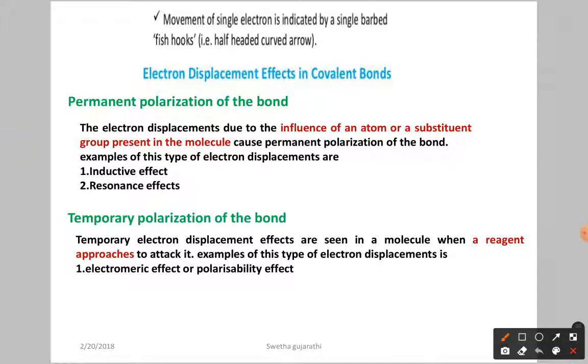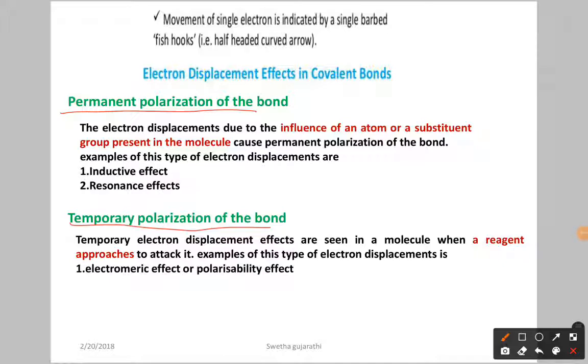Once you shift the electrons, there are some effects. Here we have two types of effects: one is permanent polarization of the bond, and second is temporary polarization of the bond. Once we are shifting the electrons, there will be some polarization, which means some charges are going to develop. Polarization means there is a development of some charges.